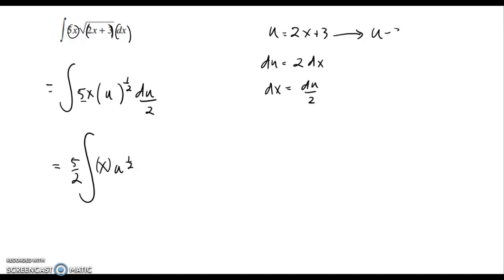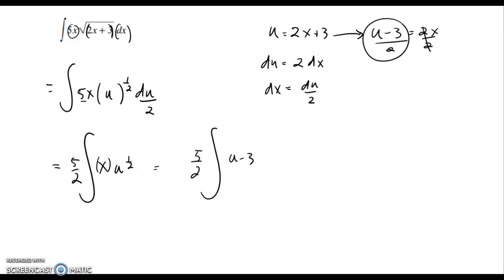I'll subtract 3 from both sides. And then I'm going to go ahead and divide by 2. And I get a statement for x. x is u minus 3 over 2. So let's try that. Okay, now this should allow me to integrate.